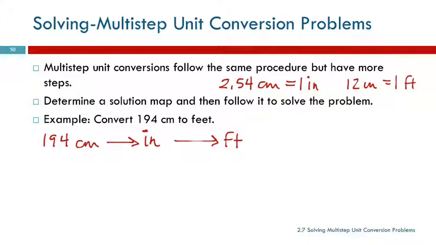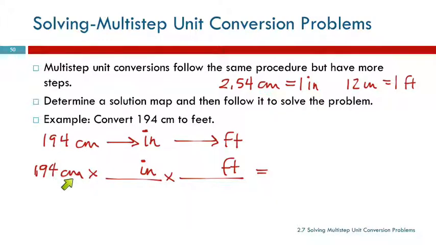So once I have my path, now I can make my equation. 194 centimeters. How many arrows? 2 arrows. That means 2 fractions. Times, equals. Centimeters to inches to feet. That's what goes on the top. Centimeters to inches to feet. That solution map is the key to everything.